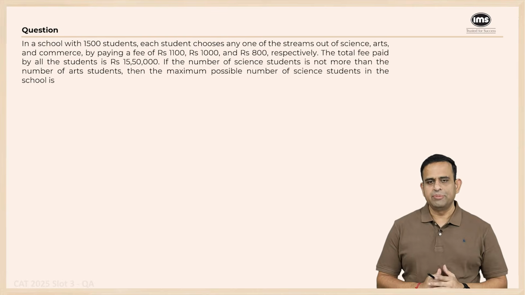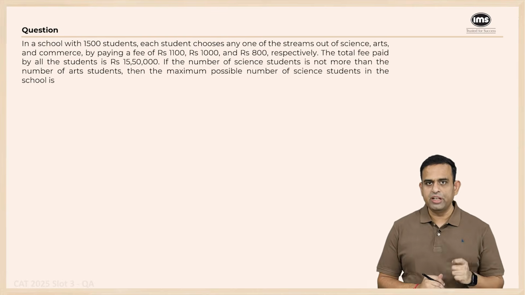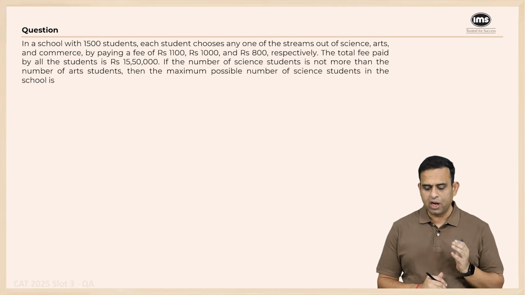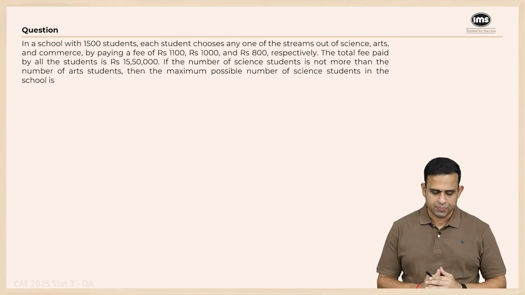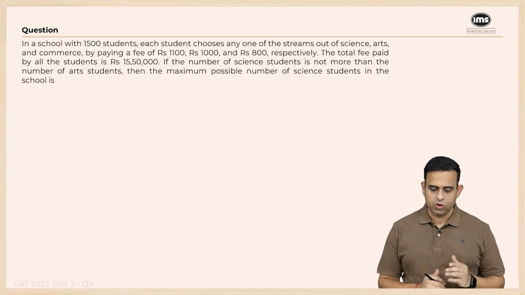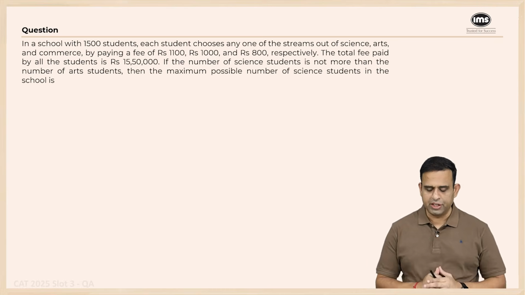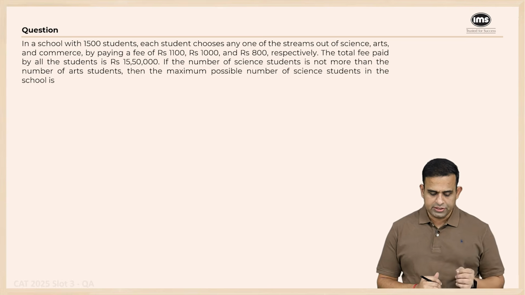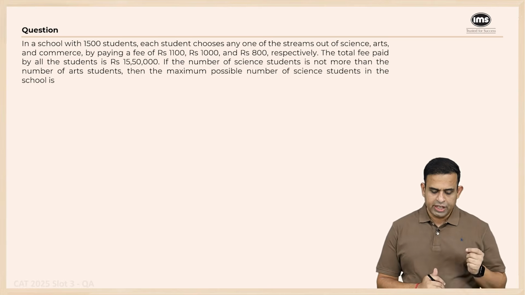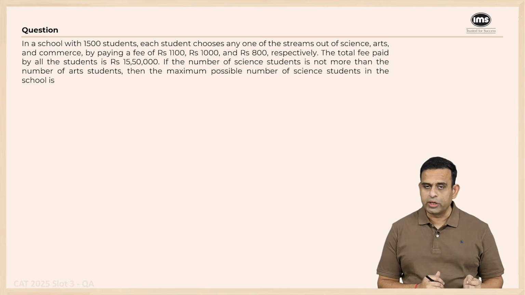If I look at the next sum, it says that in a school with 1500 students, each student chooses any one of the streams out of science, arts and commerce by paying a fee of rupees 1100 for science, 1000 for arts and 800 for commerce, respectively. The total fee paid by all the students is 15,50,000.